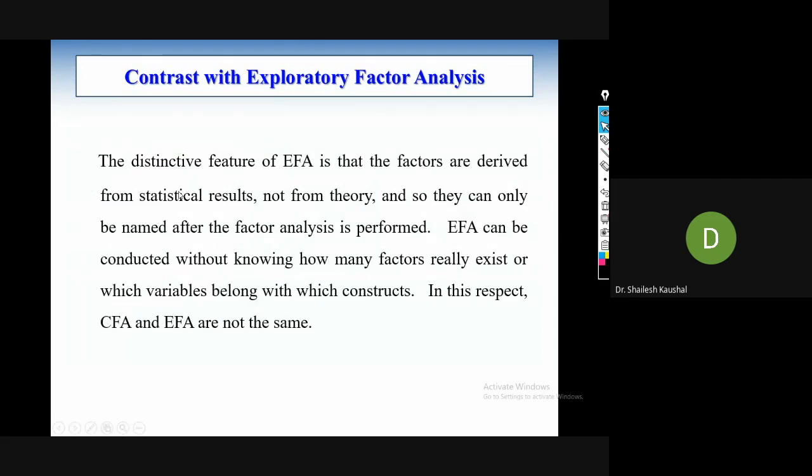The distinctive feature of EFA is that the factors are derived in EFA. Factors are derived from statistical results, not from theory. I told you, we retain those factors and variables whose factor loading value is high, and we delete those variables whose factor loading value is low. So in EFA, factors are derived from statistical results, not from theory. But in CFA, whatever factors we are taking are based on theory.